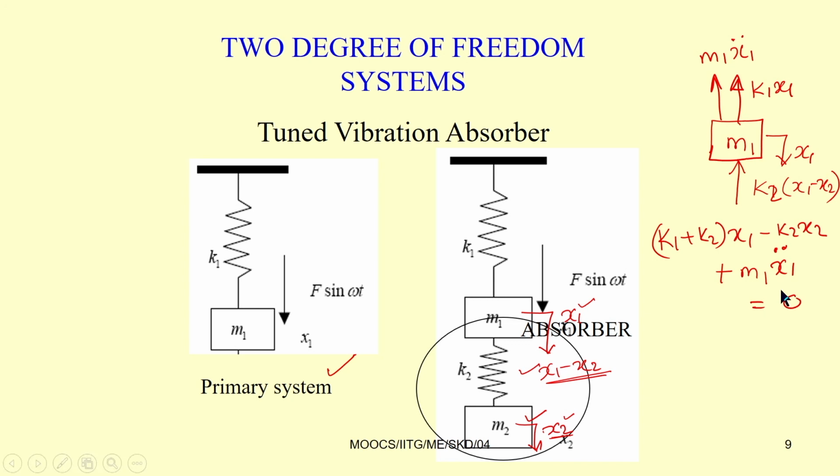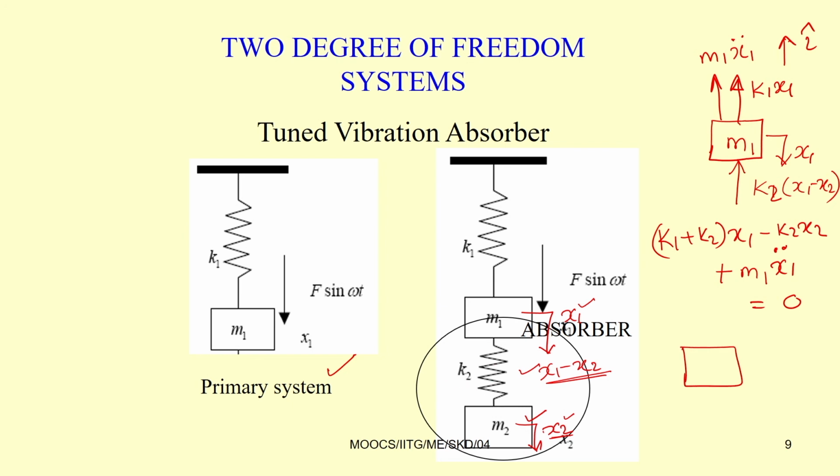If we are writing using Newton's second law, taking this direction as positive, then the inertia force will be in the negative direction. So it could have been written K1 plus K2 into x1 minus K2 x2 equal to minus m1 x1 double dot, or we can write this equation by taking the inertia force to that side: m1 x1 double dot plus K1 plus K2 into x1 minus K2 x2 equal to 0.